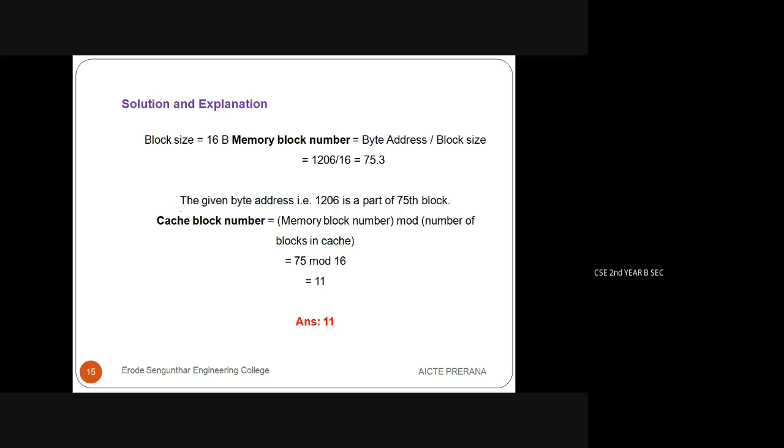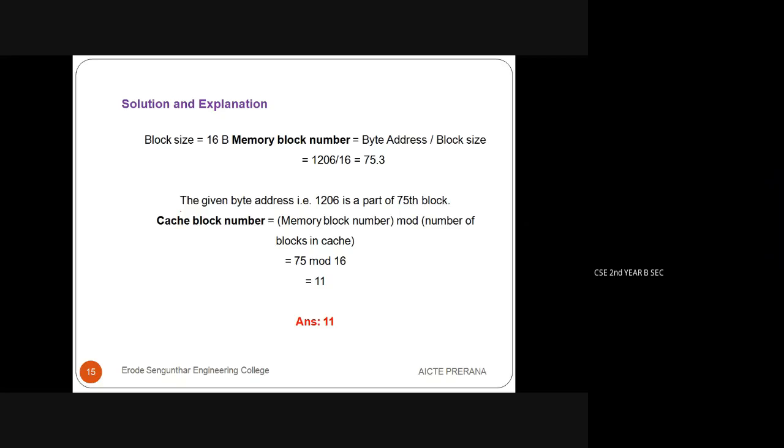Here is the answer. The block size is 16 bytes. Memory block number is equal to byte address divided by block size. So it is 1206 divided by 16, which is 75.3. It's a pure computation. You should be clear with the basic formulas, in the sense of how to compute the block number of the memory and the block number of the cache. So the given byte address, 1206, is a part of the 75th block.